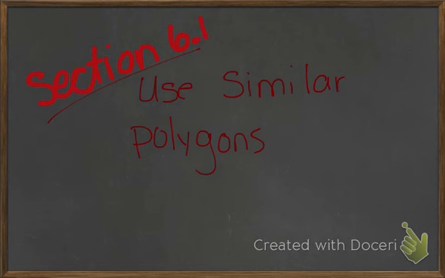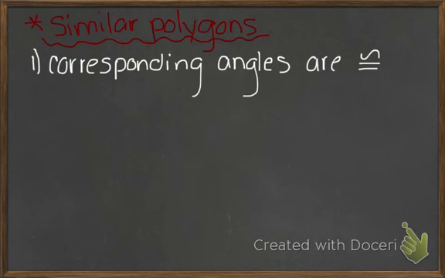Alright, so here we have section 6.1. We're going to start chapter 6, which is going to be about similar figures. And what we're going to do today is we're going to use similar polygons. So the first thing we're going to start off with is defining what it means to be a similar polygon.